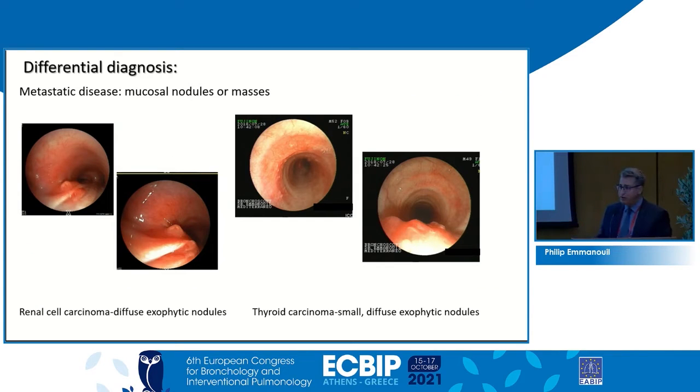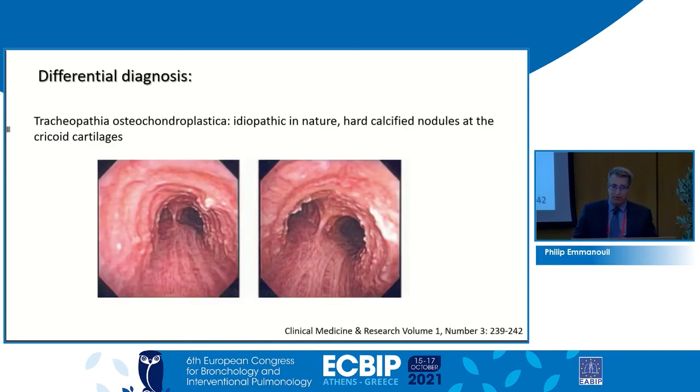The differential diagnosis is quite wide. As you show, there are many entities affecting the trachea and the bronchi. Of course, we have malignant lesions, deposits of nodules from renal cell carcinoma, from thyroid cancer in this case, but also the other entities that we have already discussed. We can say that for this rare entity, the nodules are quite hard and they're calcified, so it's quite clear that they're not papillomas.